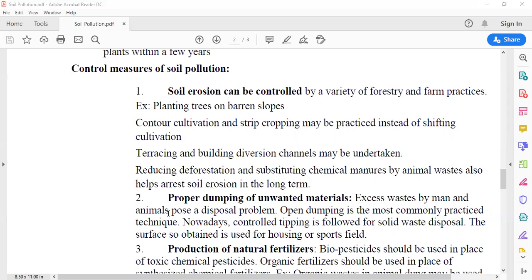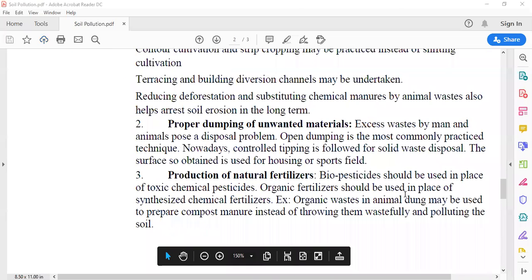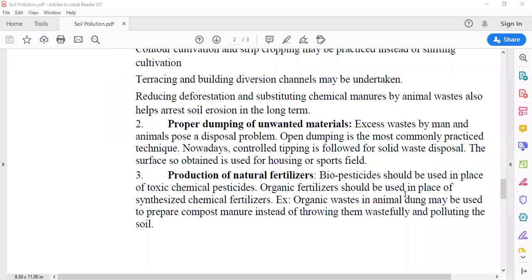Then production of natural fertilizers. Instead of using chemical fertilizers, we have to shift towards producing biofertilizers and biopesticides, to arrest the harmful or hazardous seepage of toxic chemicals and pesticides. Organic fertilizer should be used in place of synthesized chemicals in order to restore soil fertility after each season or each year.